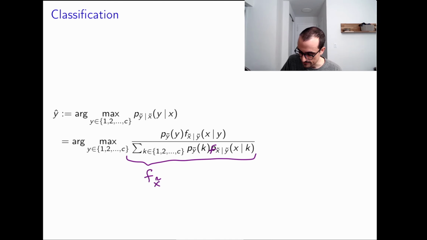Okay, this is just f of x. We compute f of x again, taking all the conditional PDFs, multiplying by the corresponding probability and adding them. This is exactly what we did with height.